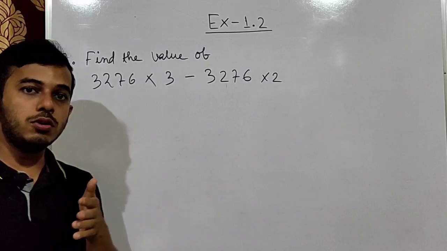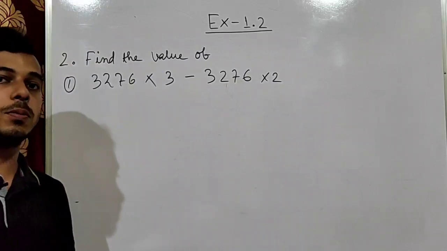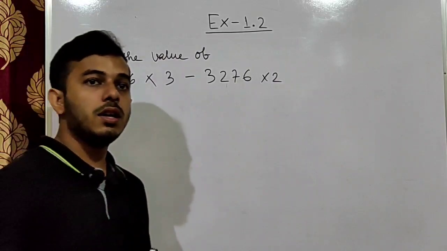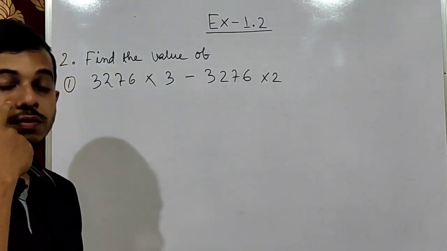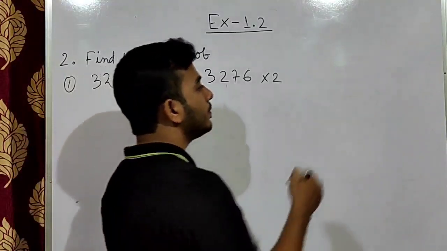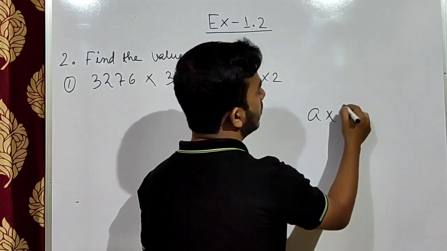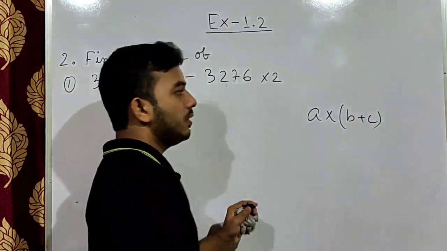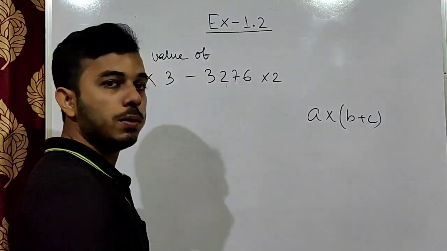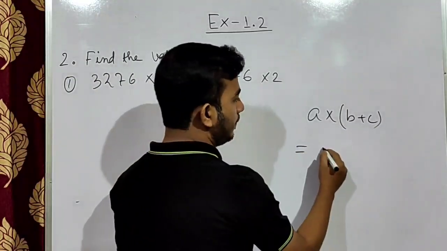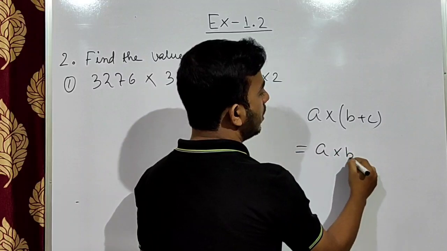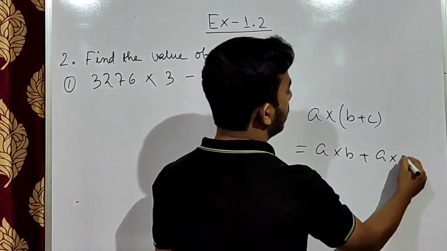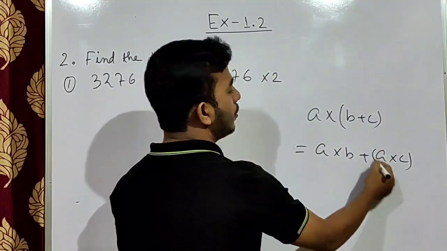So now we will use one property, that is the distributive property. It tells us that if three integers a, b, c are in the form a into (b plus c), we can write it like this: a into b plus a into c. Up to this clear?